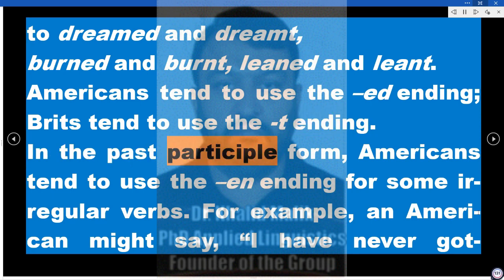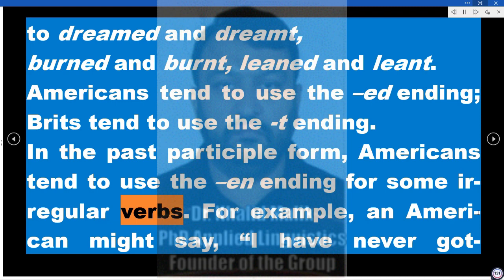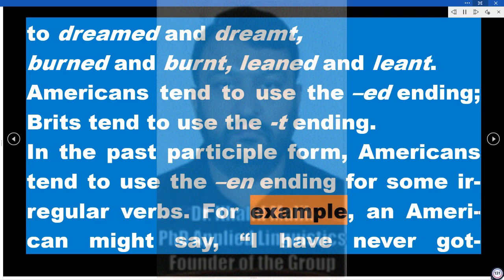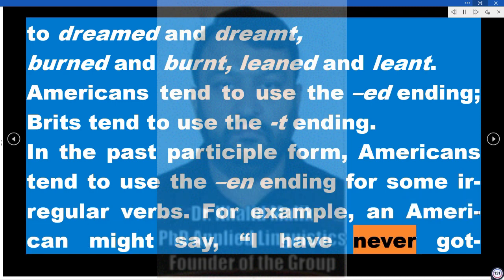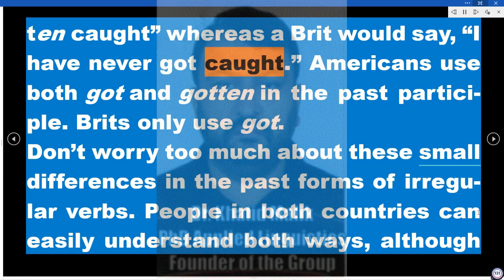In the past participle form, Americans tend to use the en ending for some irregular verbs. For example, an American might say, "I have never gotten caught," whereas a Brit would say, "I have never got caught."